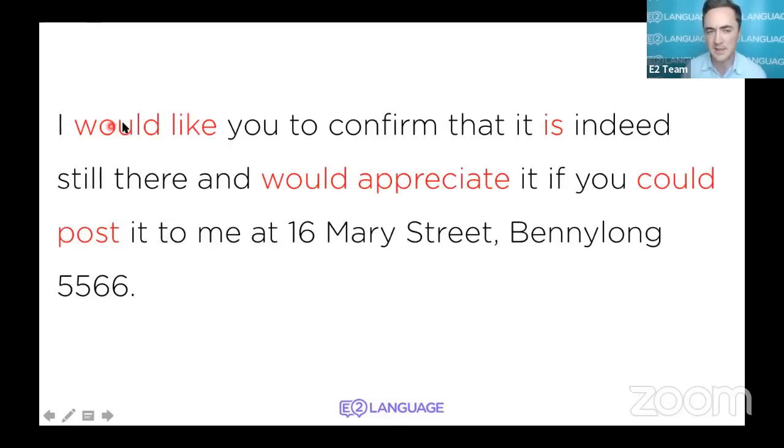So here we've got the base verb like, appreciate, or post, but we've added an additional modal verb, they're called, because we're requesting the hotel manager to do something. I would like it. This is a very polite thing to do. I would appreciate it. Could you please post it to me, for example?